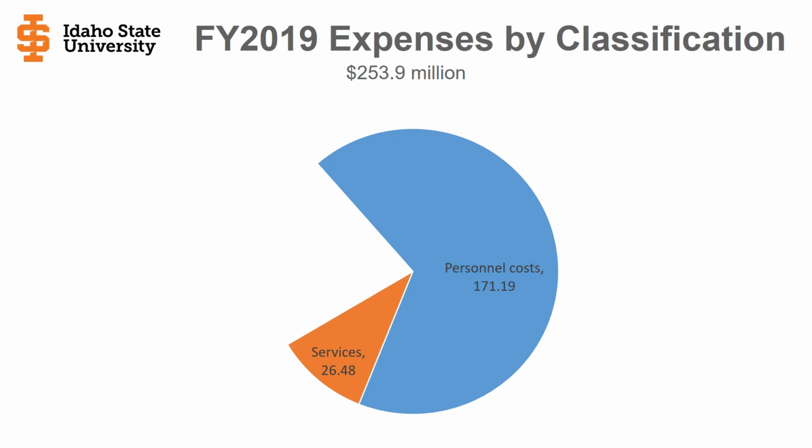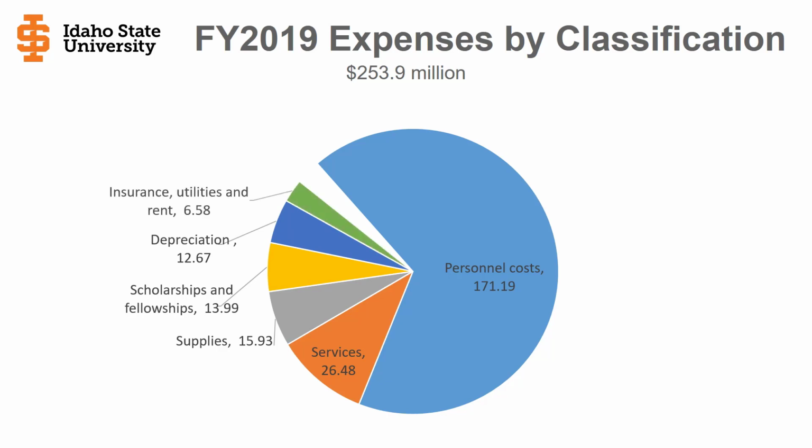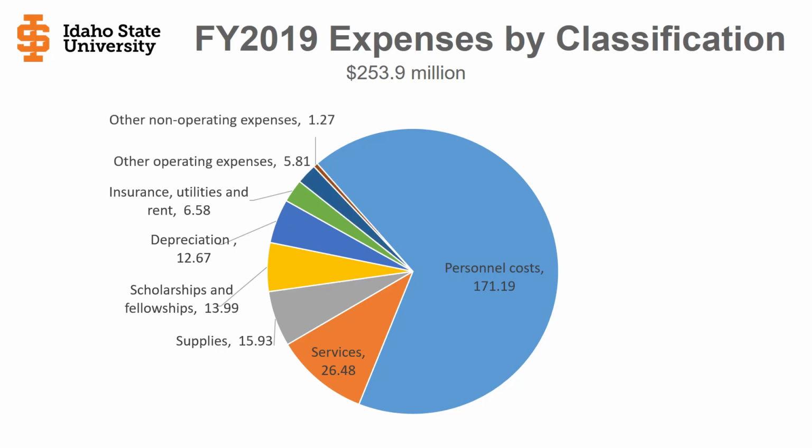The remaining 23% of expenditures is comprised of supplies of 6%, scholarships and fellowships of 6%, depreciation totaling 5%, insurance, utilities, and rent of 3%, and other operating and non-operating expenses equaling 3%.